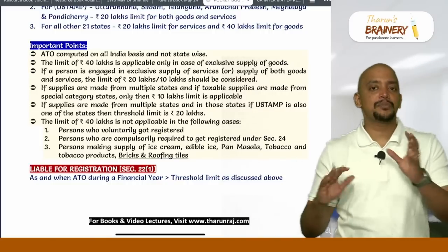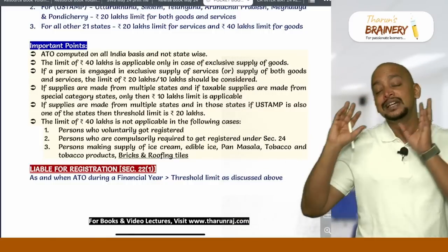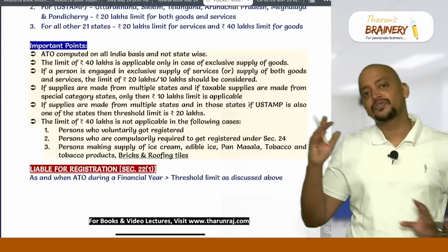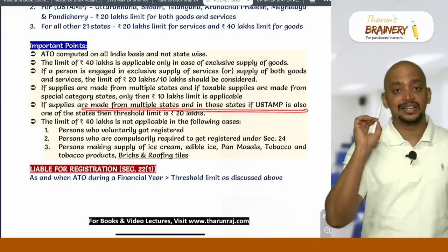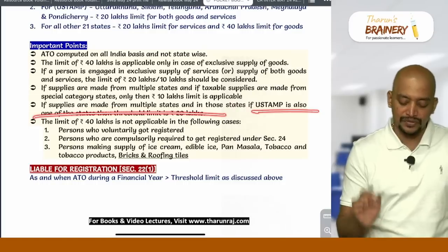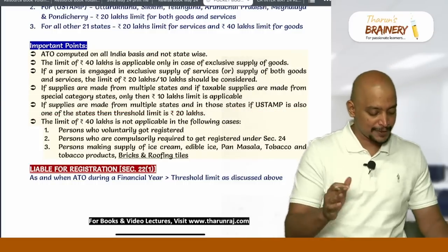None of the state is in MMT and U stamp. All the states should be other states and they are exclusively engaged in supply of goods, 40 lakhs. Other cases it will be 20 lakhs. If supplies are made from multiple states and in those states if U stamp is also one of the states, then 20 lakhs will be the applicable limit.